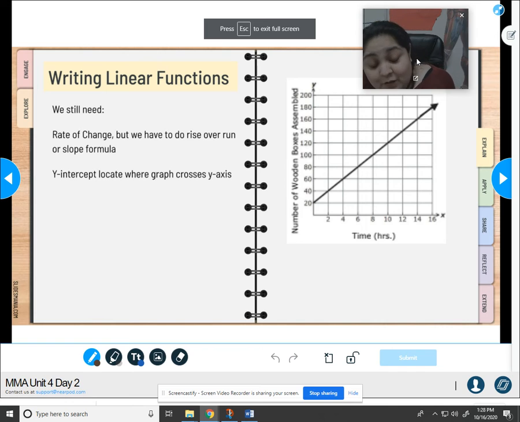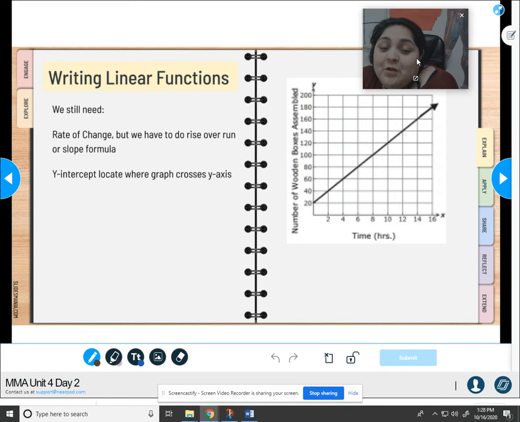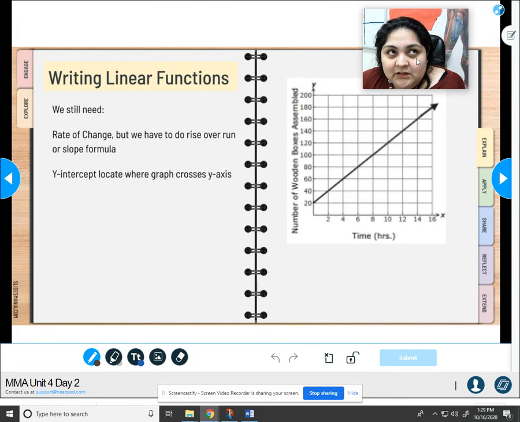Okay, so now we're still going to be writing linear functions, but we're going to be doing it from a graph. So if you remember, we're going to be doing slope, but I'm going to still continue using the word rate of change because we're going to be doing it from graphs that are related to real life, okay? So I want you to make sure that you still use rate of change. We're going to do rise over run at one point, and then I'll do slope formula in another, just to joggle your memory on which one it was from ninth grade, okay?